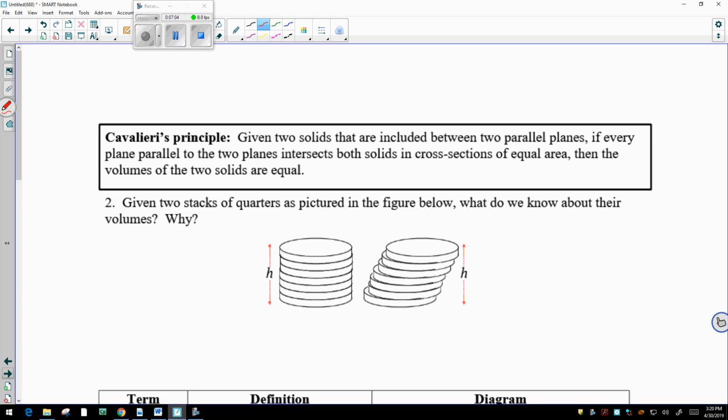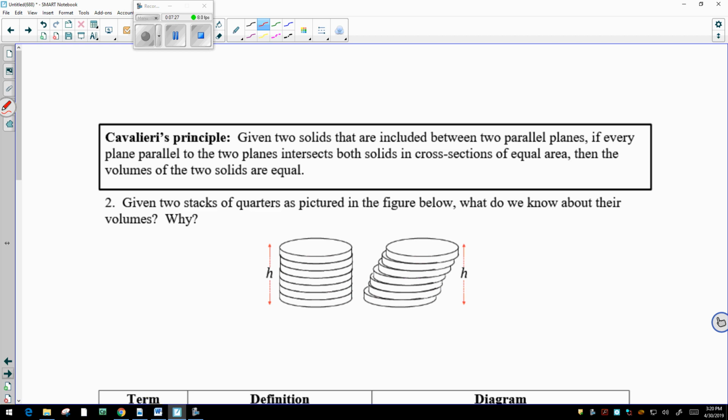Okay, so things we have to check for. We have to see, do they have the same heights? That gives them the parallel planes. Are their cross-sections going to have equal areas? So if I take a look at all of these things, cross-sections, remember those are going to be parallel to the bases. So when I take a look at the cross-sections, do they have equal areas? If they do, then the volumes are going to be equal.